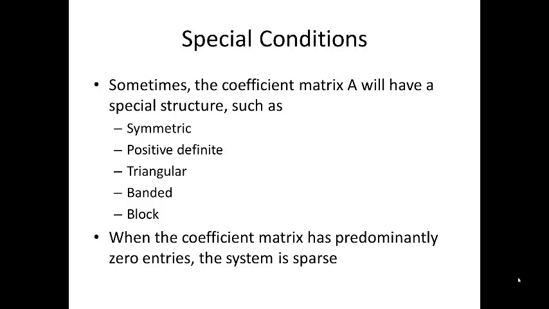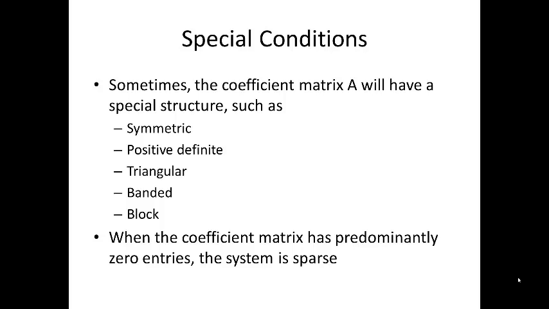And when the coefficient matrix has predominantly zero entries, the system is said to be sparse. In most cases, the general approach of Gaussian elimination with partial pivoting needs to be modified or rewritten specifically for the system to make it faster. For example, with sparse systems, we can use iterative methods that involve less computer memory than the Gaussian elimination. Triangular and banded systems are covered in section 2.3 of the text, and we'll get to those pretty shortly.